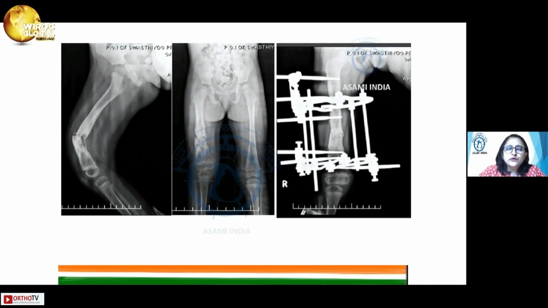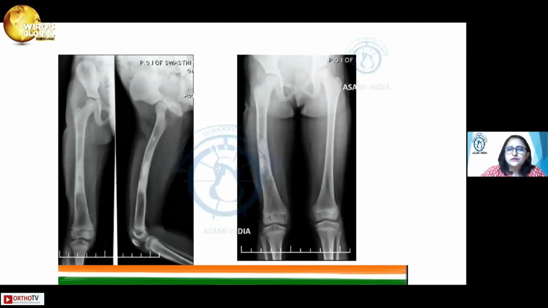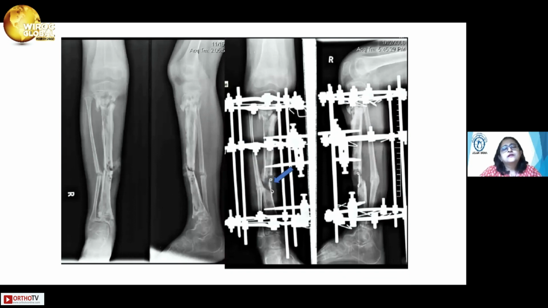I did a thorough debridement. I removed all the infected tissue. I resected the sclerotic bony ends, freshened them, and applied Ilizarov fixator. Allowed her to walk immediately, and look at the union, excellent union with complete healing of infection. This is her 3-year follow-up X-ray, doing very well.